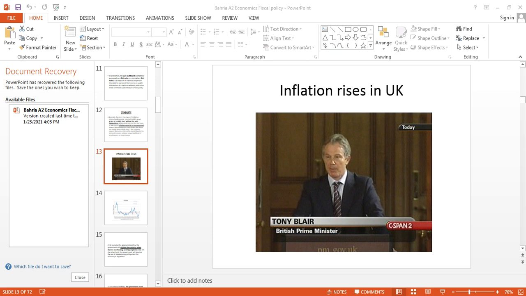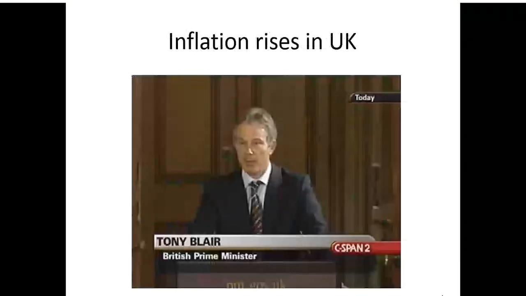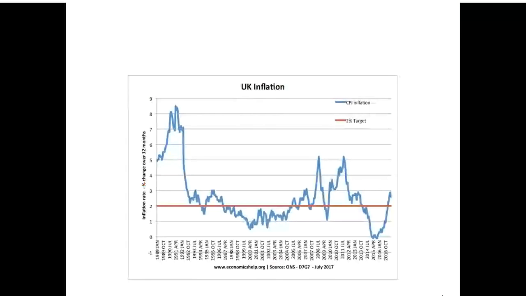Okay, so we will start this video from where we left last time, which was the aim of the government and its macroeconomic aim. One of the aims of the government, and a major aim, is the control of inflation. In this picture, this is the Prime Minister of the UK, Tony Blair, and he is being grilled about a slight rise in inflation, which took place during his tenure in office.